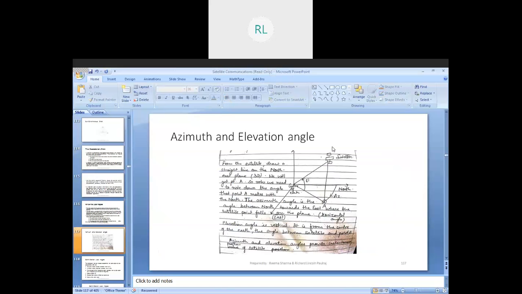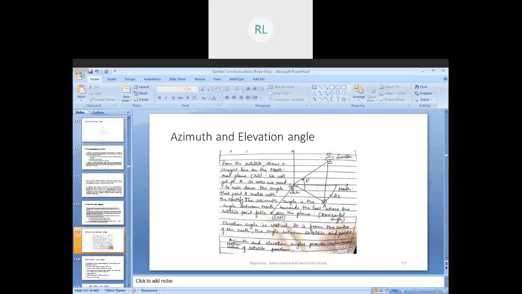Okay, so let's assume that this is a satellite, and from the center of the Earth, you draw one line. You just take a line A, which is in the north and east region. We will take it one by one. From the satellite, draw a straight line on the northeast plane. So you will get a point. This point you can connect to your center of the Earth. You will get point A.